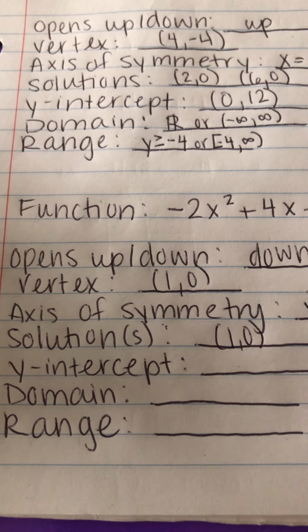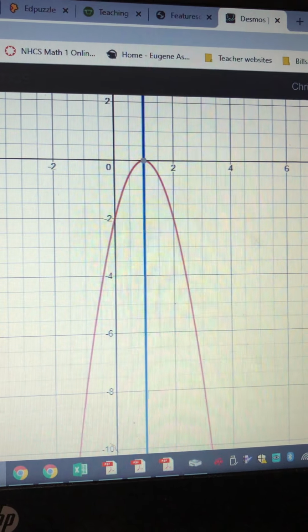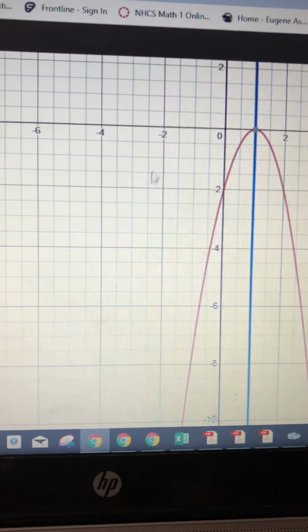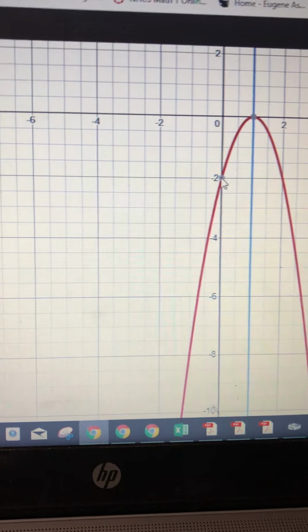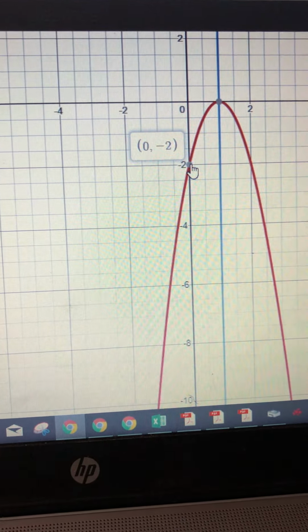Y-intercept, so we're looking where does it cross the y-axis. It looks like it crosses at 0, -2, so let's hover over and click and make sure. And it does cross at 0, -2, that's going to be our y-intercept.